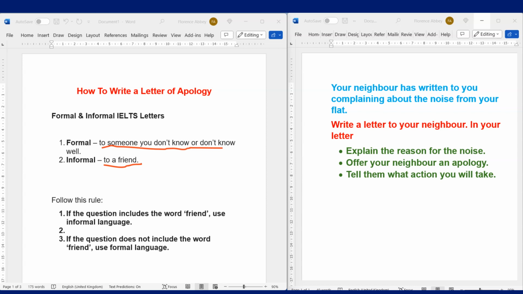If the question includes the word friend, then use informal language. Just take note of that. But if it does not include the word friend, then use formal language. It's as simple as that. If the question includes friend, use informal. If there is no word like friend, use formal language.